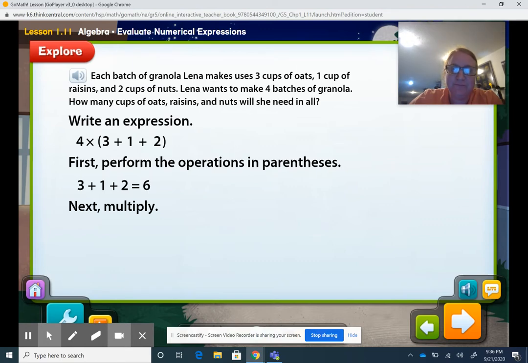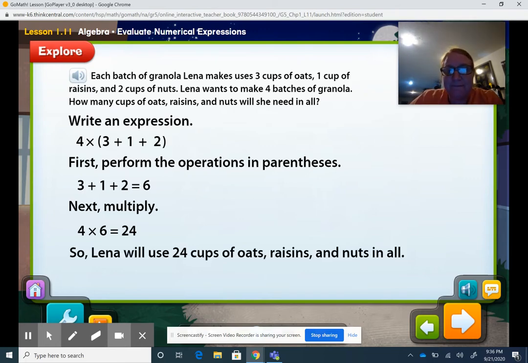Next, let's multiply. Now we do 6 times 4 because we don't need to redo what's in the parentheses. 4 times 6 equals 24. So Lena will use 24 cups of oats, raisins, and nuts in all.